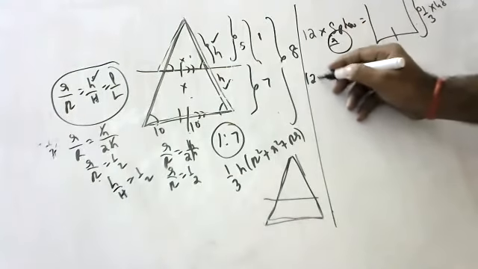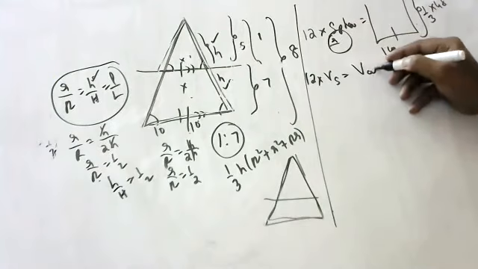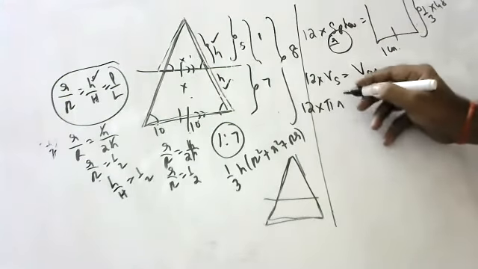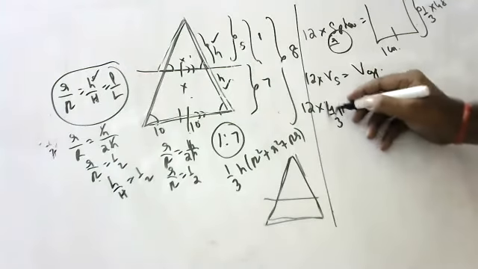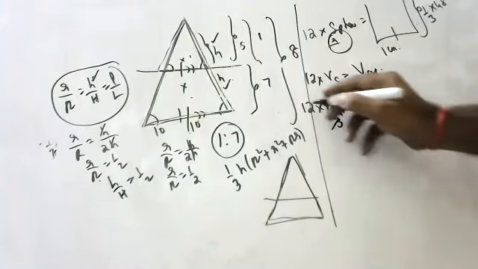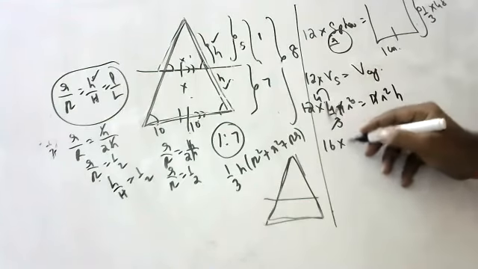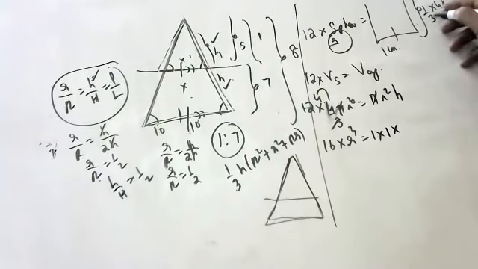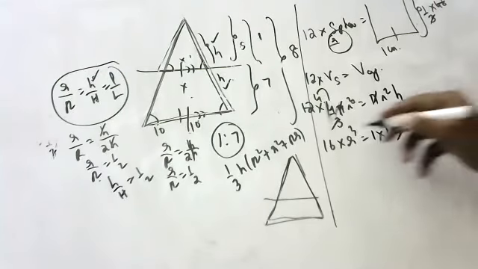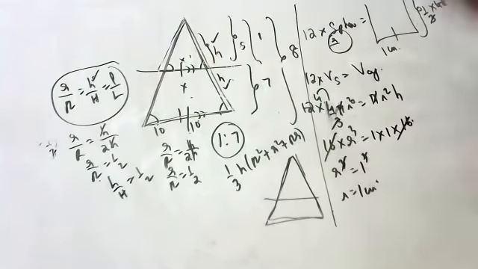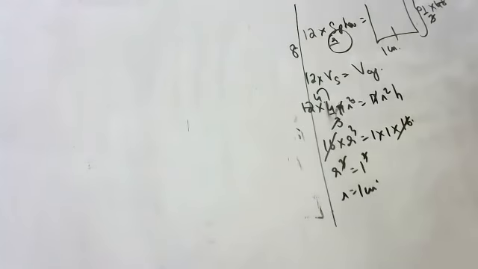12 into volume of sphere is equal to volume of cylinder. 12 into 4 by 3 pi r cube is equal to pi r square h. Pi cancels. 4 by 3 and 4 cancel. So 16 into r cube is equal to 1 square into 16. 16 cancels. r cube is equal to 1 cube. r is equal to 1 centimeter. Radius of sphere is 1 centimeter. Diameter is 2 centimeters.